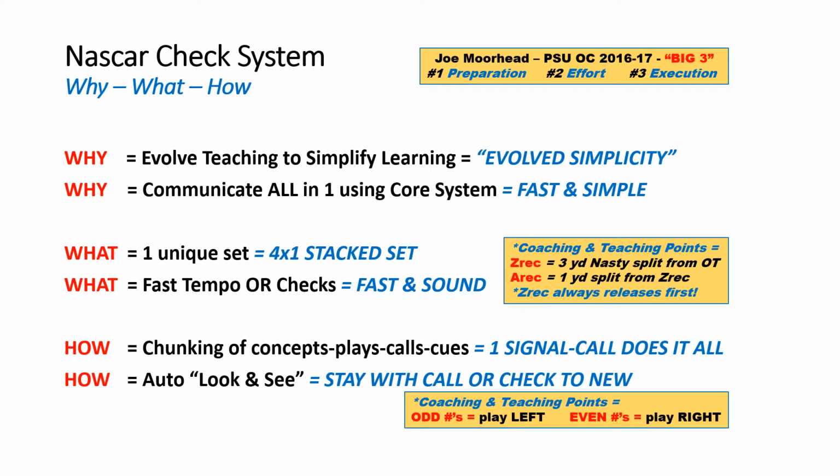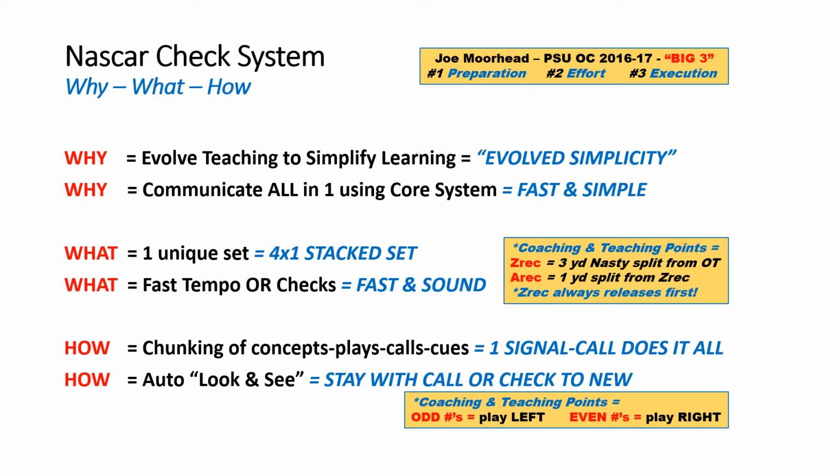All right, the NASCAR check system: why, what, and how we do this. Why we're doing this: we just want to keep evolving our teaching to simplify the learning for the players. The way we're doing that is we're going to communicate it all in one using just our core RPO system. We're going to use one unique set, a 4x1 stack set, and then we'll use our fast tempo, or we can check basically into our freeze tempo. So we can be fast, but we can still be really sound with that. How we're going to do that, we'll just chunk everything into one signal, and one call will do it all. And then it's an automatic look and see where we can stay with the call, or we can check to the new.